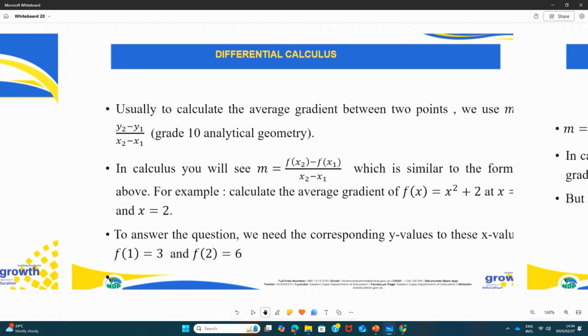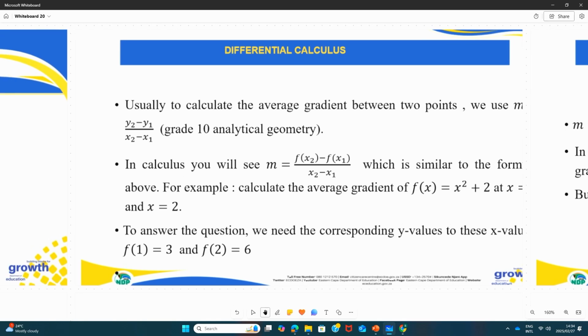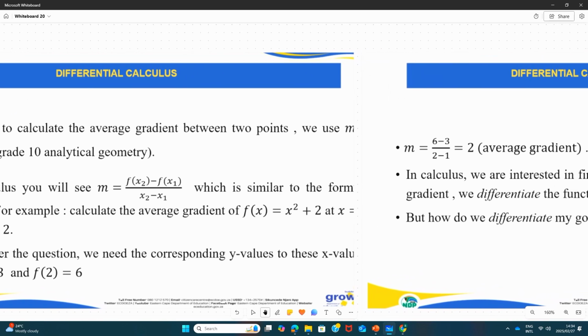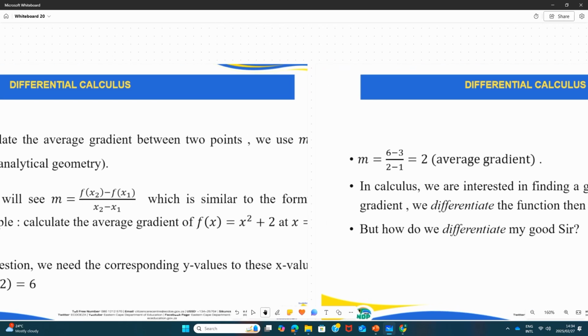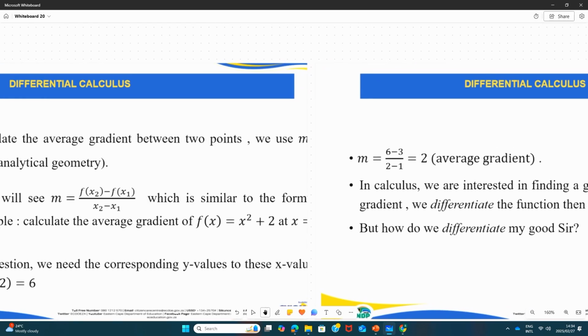So if you substitute x equals 1 on that function, f of x equals x squared plus 2, you will get 3. And then if you substitute 2 on that function, x squared plus 2, you will get a 6. Now, your average gradient would be, substituting from that formula, f at x2, which is a y value, will be 6 minus 3, divided by 2 minus 1. And that average gradient will be equal to 2.